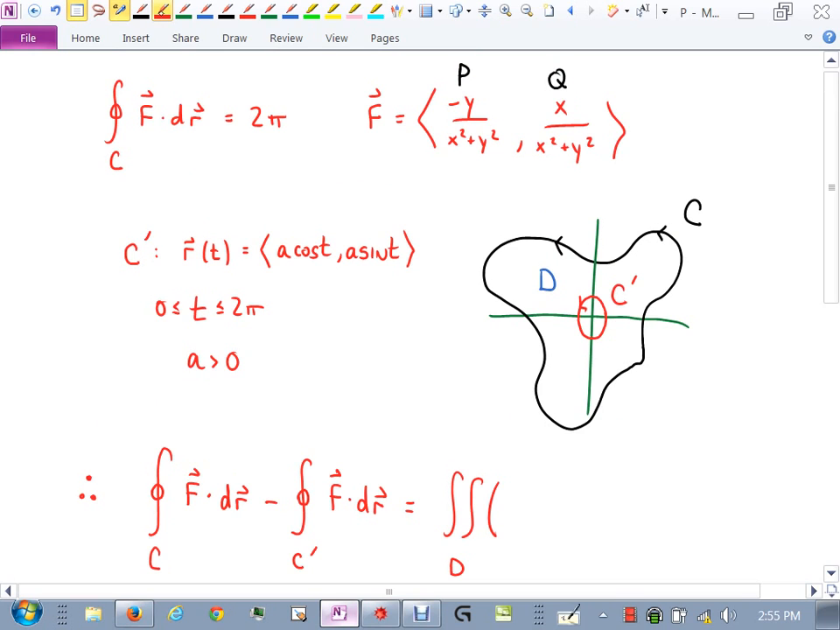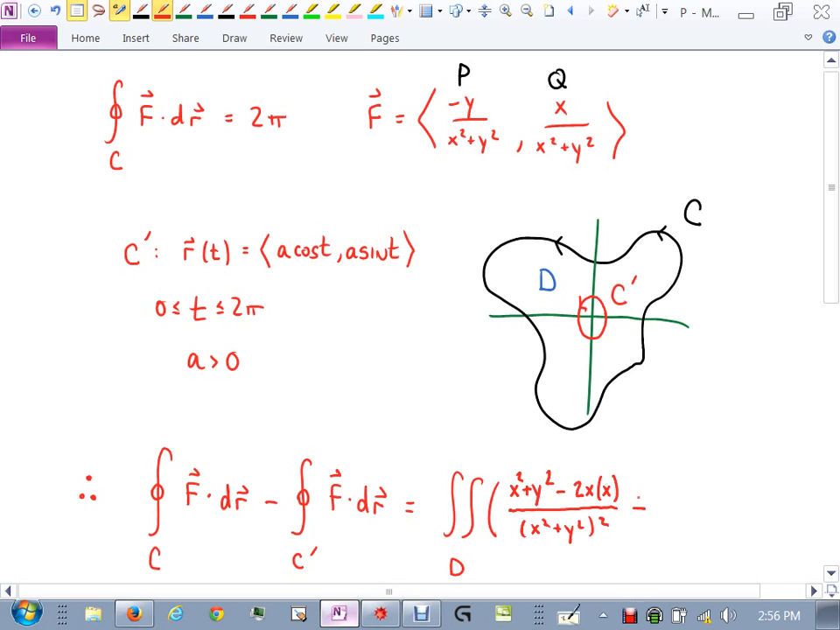Derivative of the top times the bottom, minus the derivative of the bottom. What's the derivative of the bottom with respect to x? 2x times the top, all over what? Bottom squared. Then subtract from that the partial of P with respect to y.